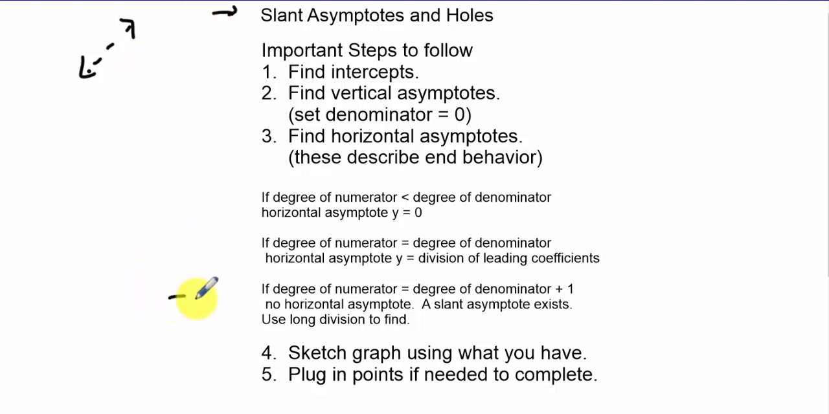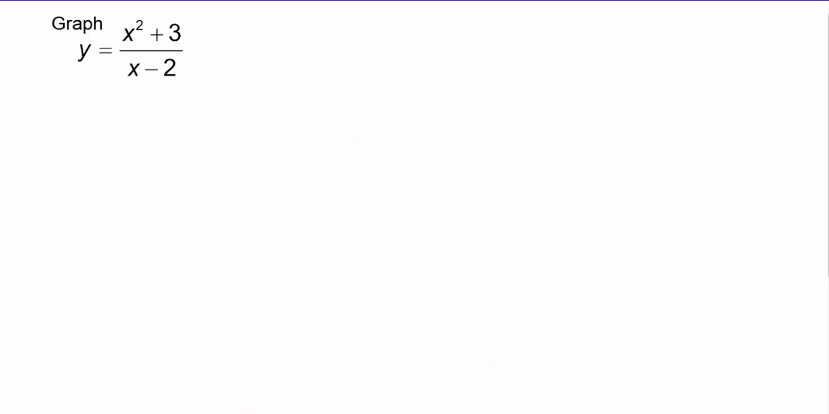So today, when determining our asymptotes of the horizontal nature, if you have a situation where the degree of the numerator is one more than the degree of the denominator, there are no horizontal asymptotes, but a slant asymptote is created, and you have to use long division to find out what that is. So let's take a look at a few examples.